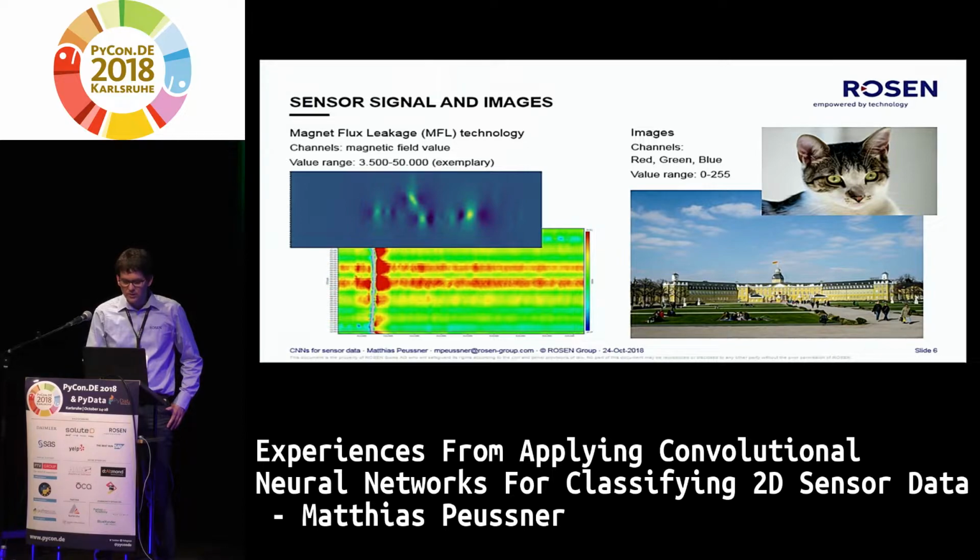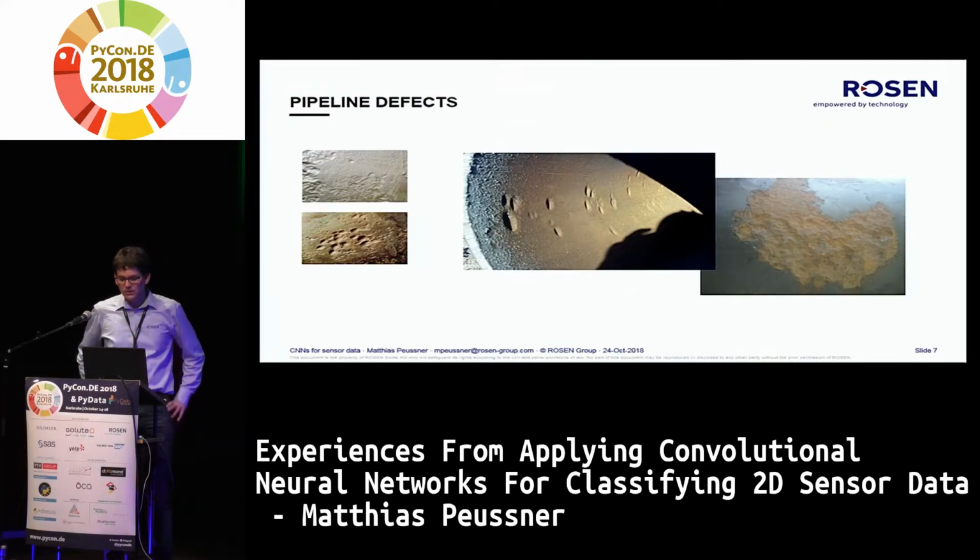A normal picture of a cat, for example, has an RGB value, so there are 3 channels. In our case, if we take just one sensor, we have a single, let's say, grayscale image. How real defects may look can be seen on this picture. They also differ in their shape and in their depth, for example.